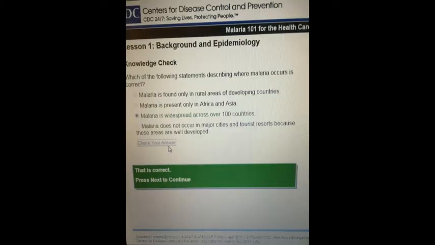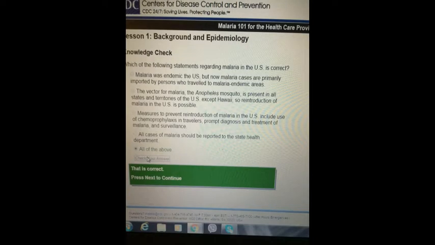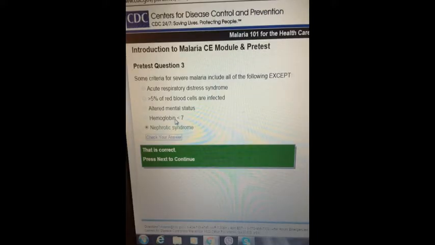Which of the following statements describing where malaria occurs is correct? The answer for that is C. Malaria is widespread over 100 countries. Which of the following statements regarding malaria in the United States is correct? The answer for that is all of the above. Some criteria for severe malaria include all the following except. The answer for that is nephrotic syndrome.